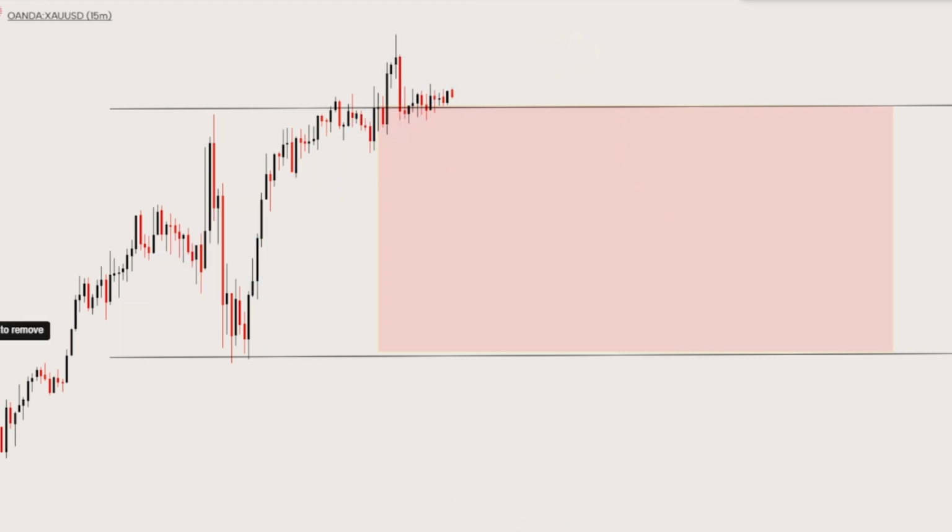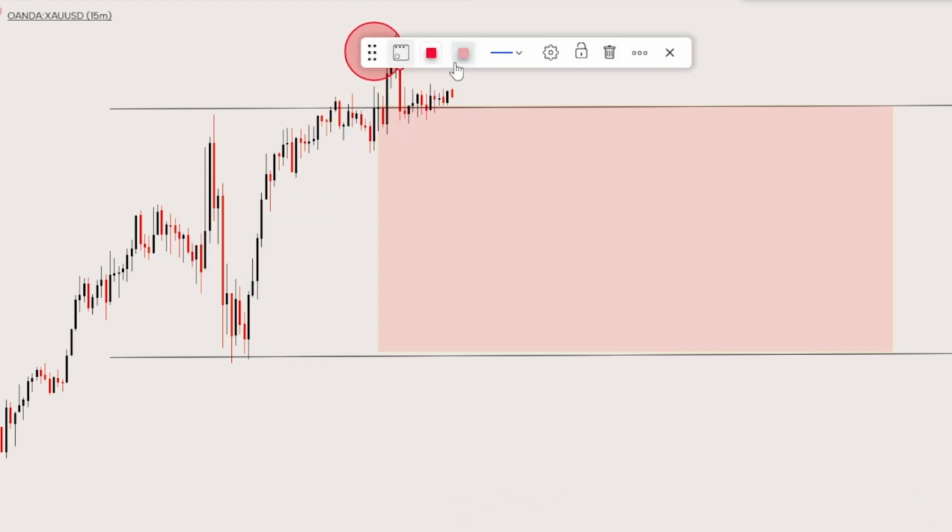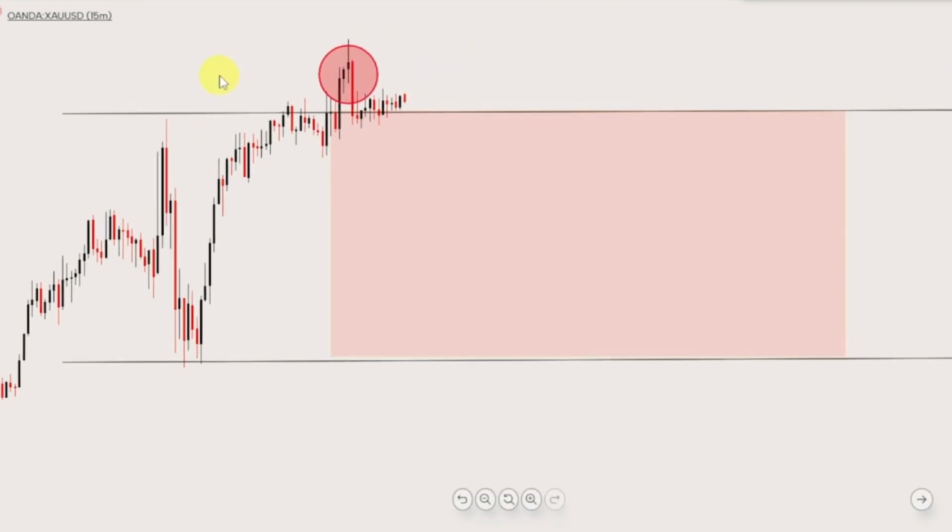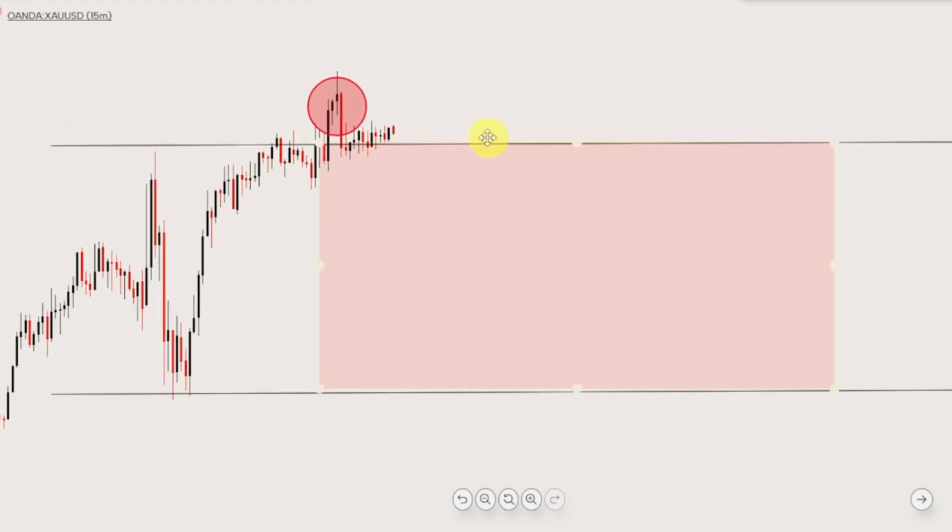This manipulation right here is the previous day manipulation. We don't need that one. What we are looking for is the new day, what is going to happen. So that's what we're going to look for. We forward price and let's see what is going to happen.